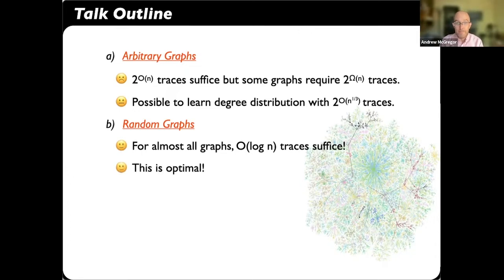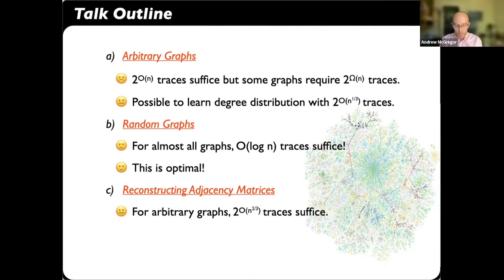And this is optimal, okay? These emojis are meant to indicate how happy you should be about that part of the talk. And in the last part of the talk, I'm going to talk about a slight variant of the problem where I'm not going to be talking about graphs, but I'm going to be talking about adjacency matrices. I'll be more specific when I get to that part of the talk.